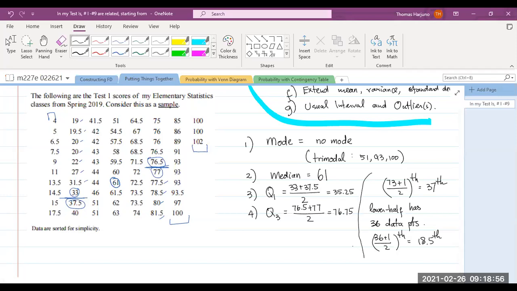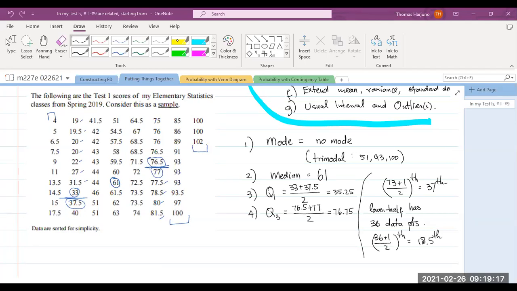Any questions so far? Thomas, can I just put all these numbers here into the calculator and then find the first quartile? I don't recommend you to do so. How do I get the third quartile? The same way you did the first quartile, but you do it from the top.